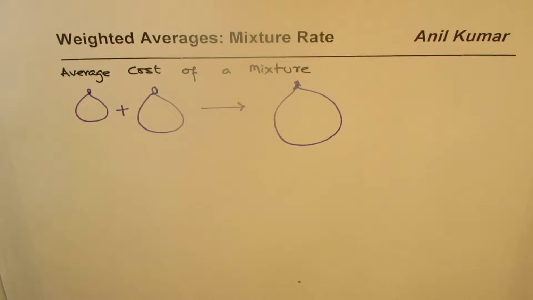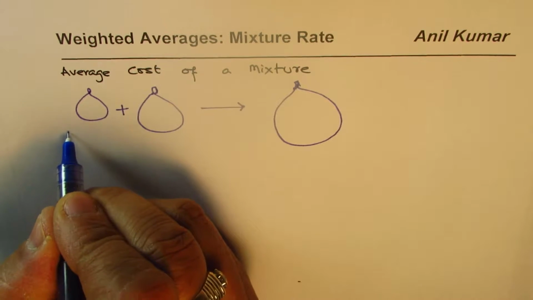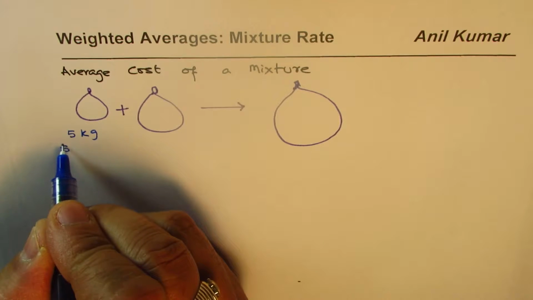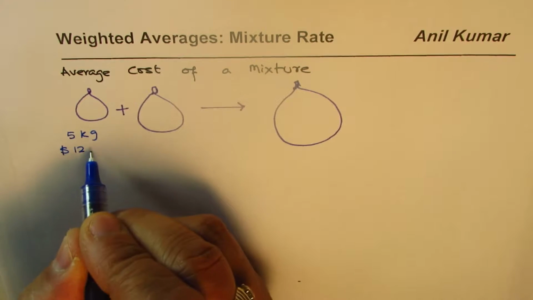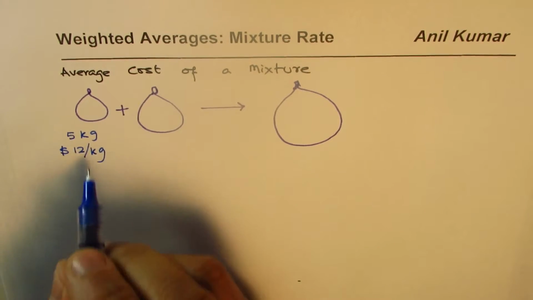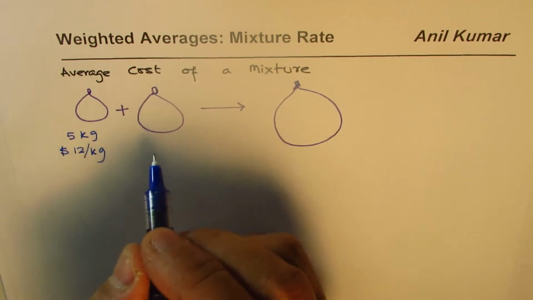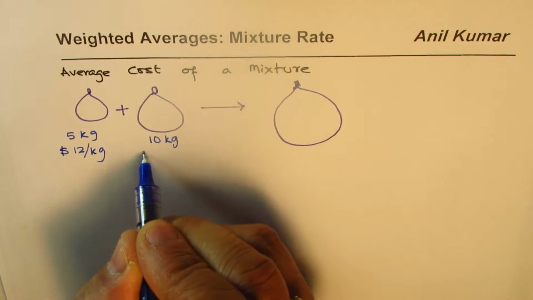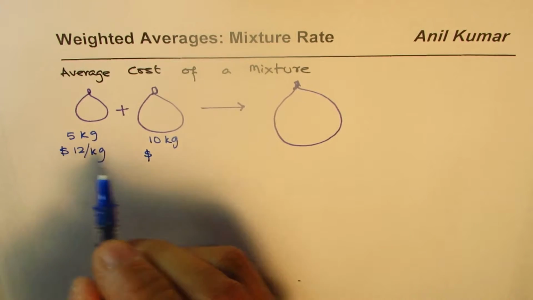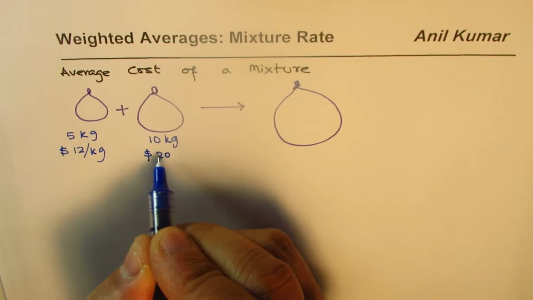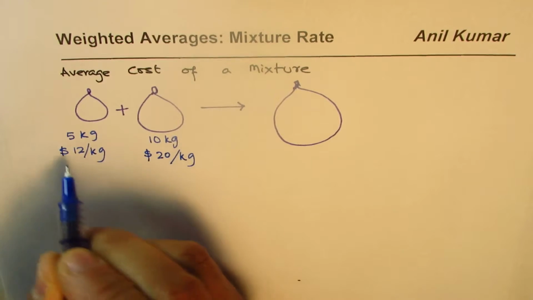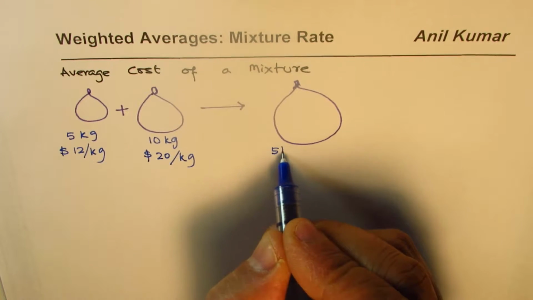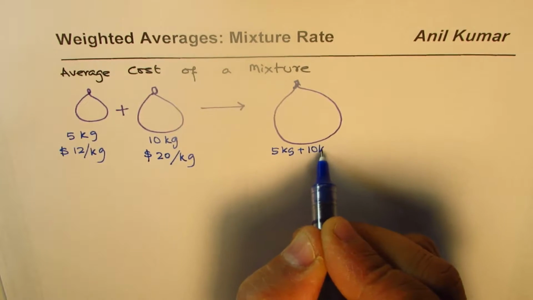Let us say that we have 5 kg of item 1 whose rate in dollar value is $12 per kg. Okay, and let's take another which is, let's say for easy calculations I'll put it 10 kg and let the rate be let's say $20 per kg. Okay, now adding these two we get a mixture whose weight will be 5 kg plus 10 kg, correct?